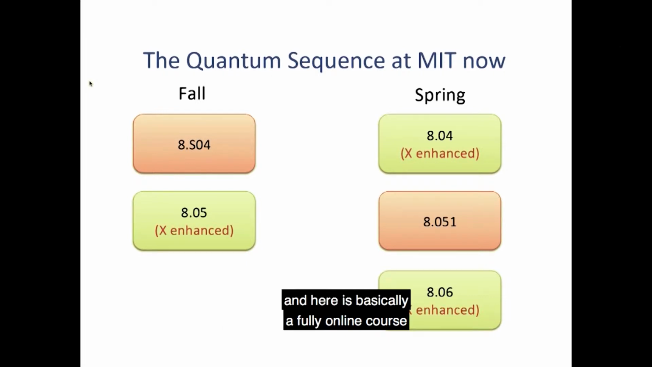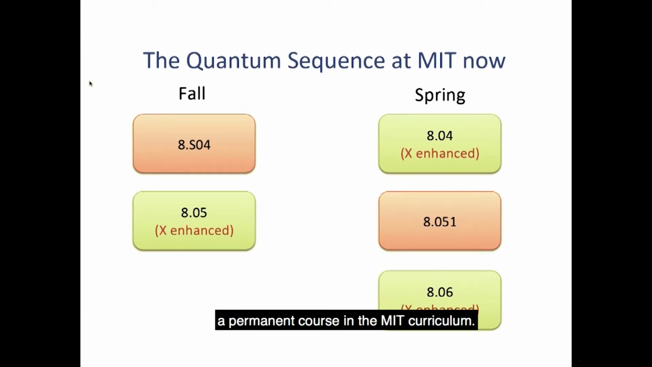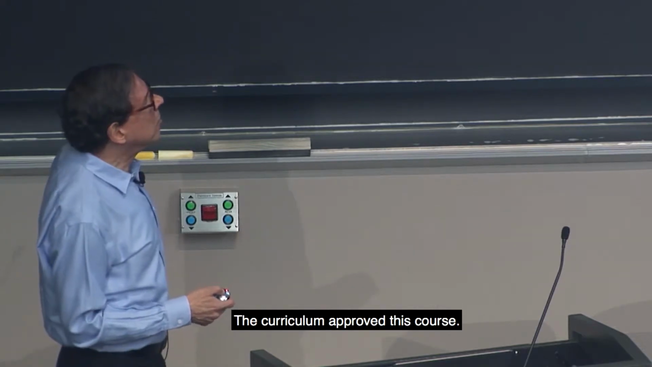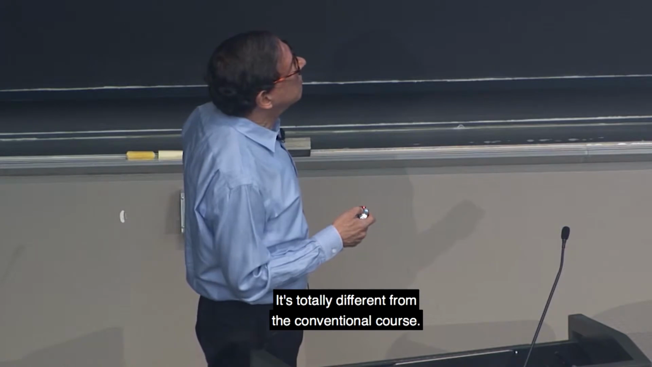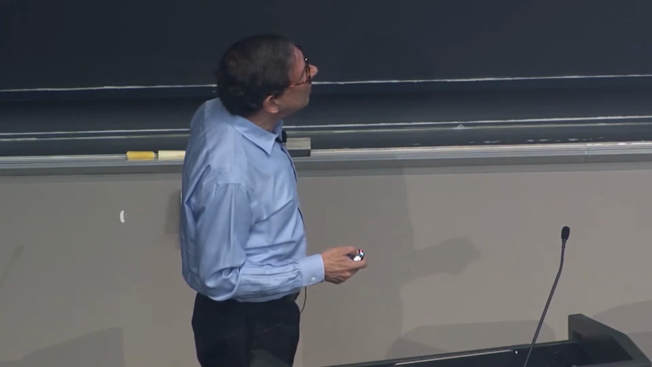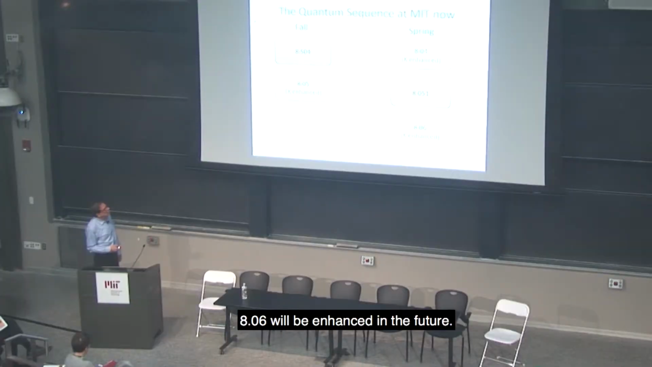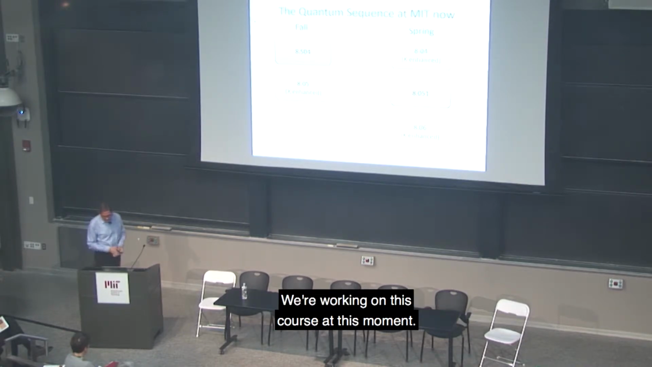And here is basically a fully online course with blended learning, and that actually, after experimenting with it for already 2 years, has become a permanent course in the MIT curriculum. The Committee on Curriculum approved this course. It's totally different from the conventional course. 806 will be enhanced in the future. We're working on this course at this moment.